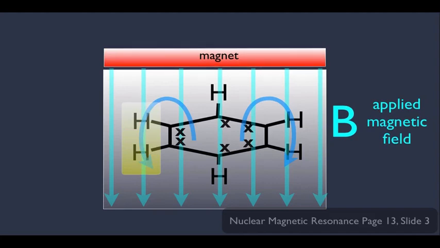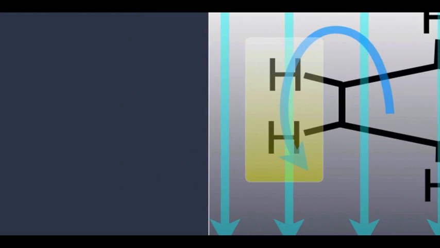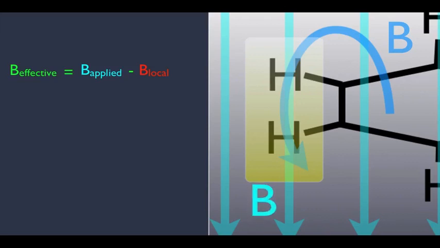In fact, let's get a close-up view of what's going on right there. And also, let's go back to our formula that gives us an idea of how much something should be shifted. Here is our B effective equals B applied minus B local. Now remember, this B field is created by the electrons moving through the benzene ring and circulating like this. And remember, we also have the B field that the NMR machine is creating. So notice in this yellow box right here, you've got two B fields going on.